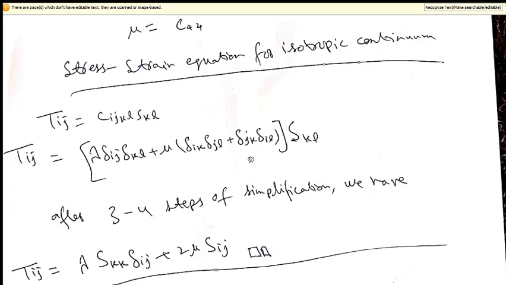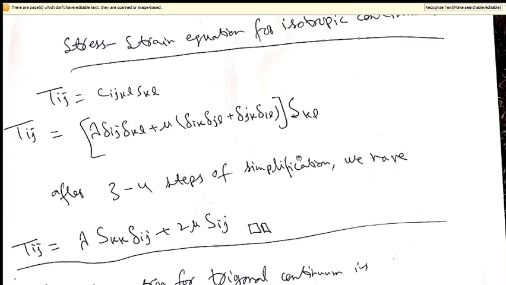Now we will write the stress strain equation for an isotropic continuum. This is the stress strain equation. By putting the values of this Cijkl for isotropic, we have this times Skl. Now what you have to simply do is multiply this into the brackets. This would be lambda delta ij delta kl Skl plus mu delta ik delta jl Skl plus delta jk delta il into Skl.